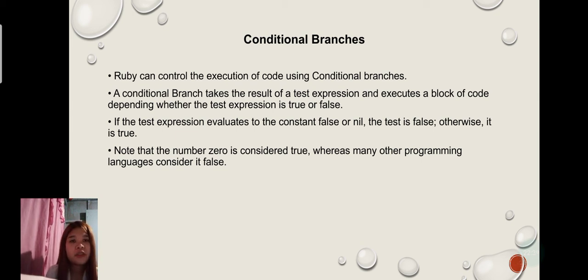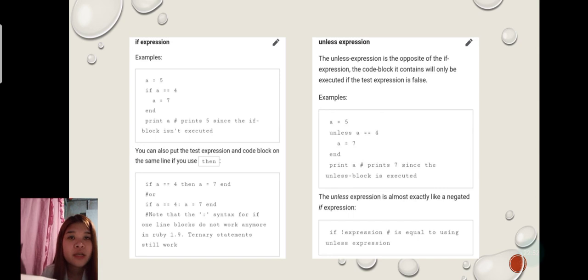Note that the number zero is considered true, whereas many other programming languages consider it false. So in Ruby daw, 0 is considered true. Unlike other programming languages, where 0 is considered false. First is the if expression.